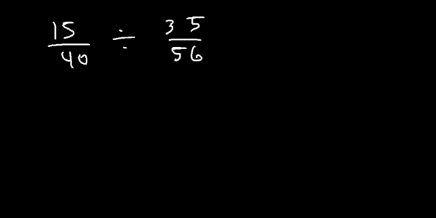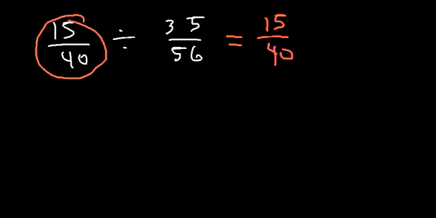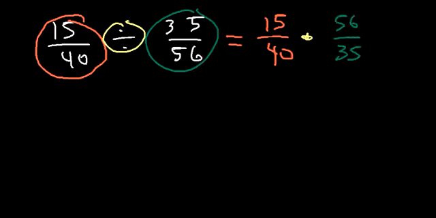But now, what would you do if you have this example? 15 divided by 40 divided by 35 over 56. Feel free to pause the video for each of these examples, try it yourself, and then unpause it when you're ready. So how can we divide two fractions? There's something called keep, change, flip. You keep the first fraction exactly the way it is, and then you change division to multiplication, and then you flip the second fraction, 56 over 35.